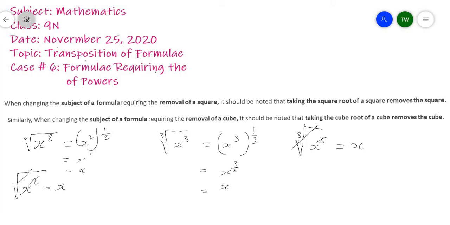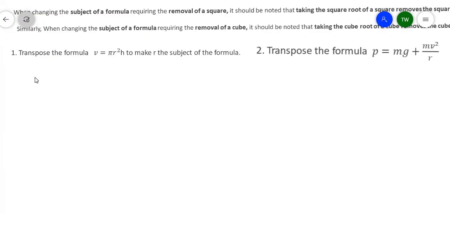So we're going to use this principle to solve some examples. Let's look at some examples now. Example number 1: transpose the formula v equals pi r squared h to make r the subject of the formula. So we are given v is equal to pi r squared h, and we are asked to manipulate this to make r the subject of the formula.